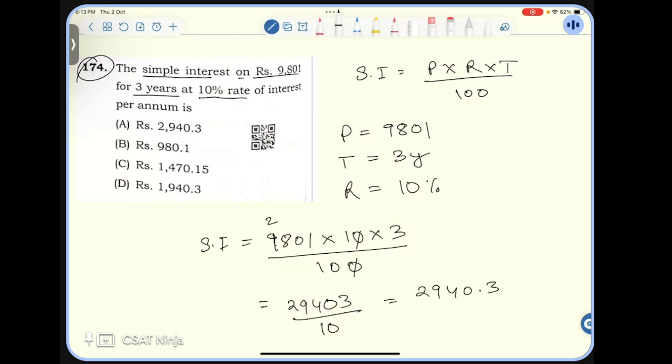2940.3. Why point 3 there? Because I'm just removing this 10 directly just by putting the point there. Yes, the option is option number A. Okay, with this, try to go for revision.